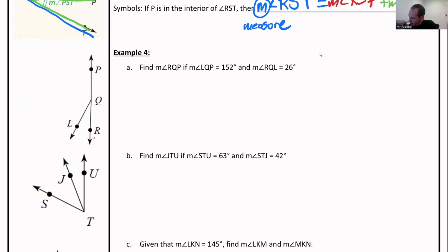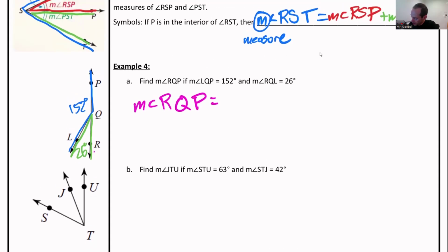What are they asking for here? They are asking for the measure of angle RQP. If the measure of angle LQP is 152, let's label that first. LQP is 152 degrees. RQL is 26. RQL, right next to it, is 26 degrees. And what they're asking for is the measure of angle RQP.